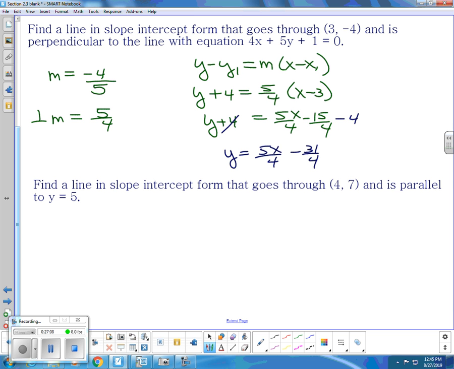Okay, think about the next one. See if you can figure it out. There's literally no work to this. You can do work, but you don't have to do work. Just think about it.